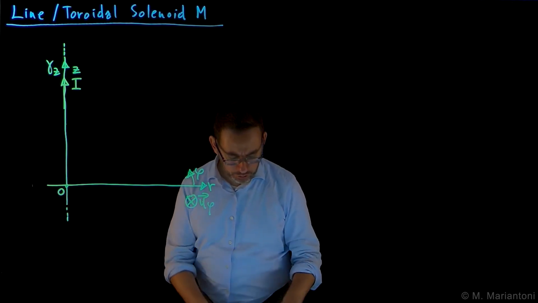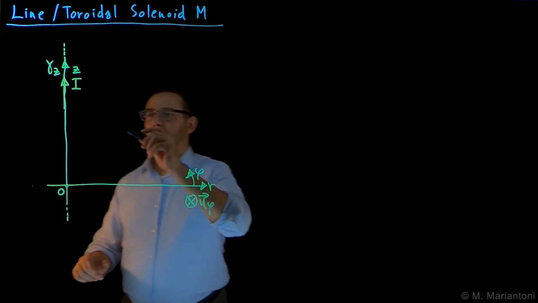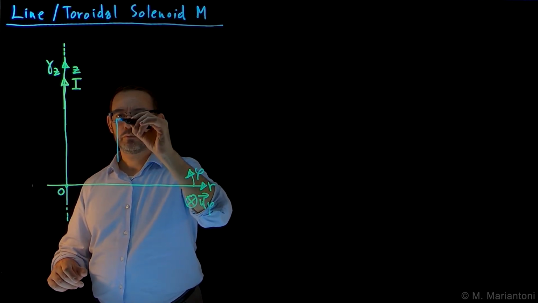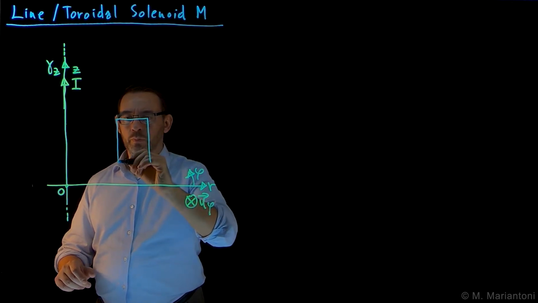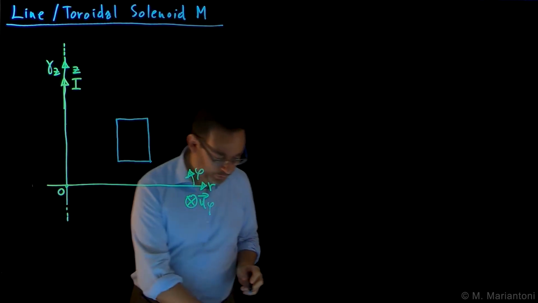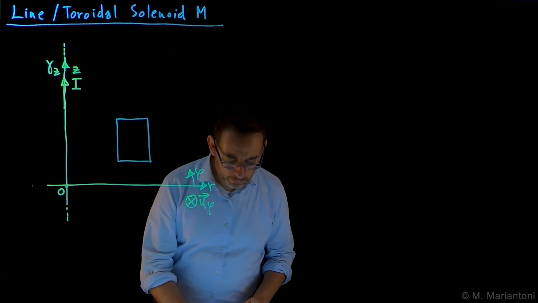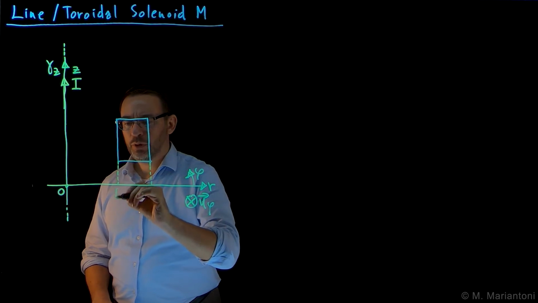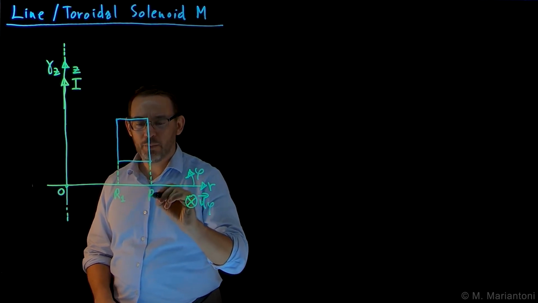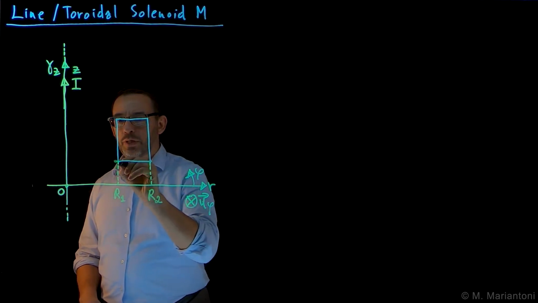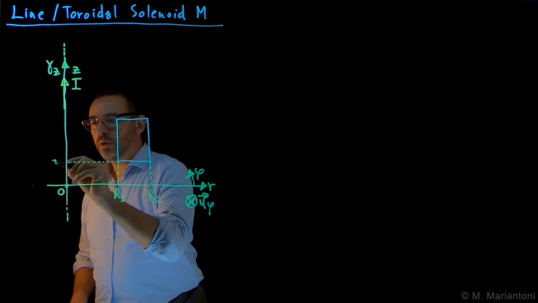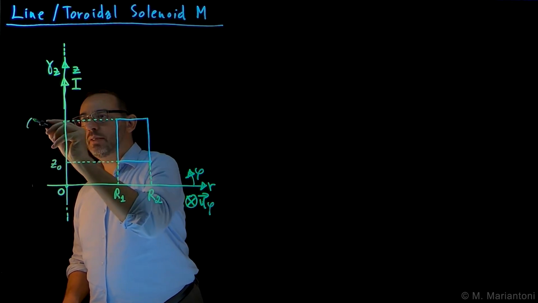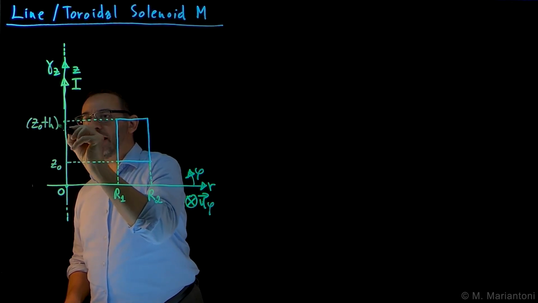And let us sketch finally the structure itself, which looks like this. A rectangular core, always for simplicity, for the toroidal solenoid. This point here is capital R1, smaller than capital R2 as before. This point here is point Z0 as before, and this point here is point Z0 plus H, right there.